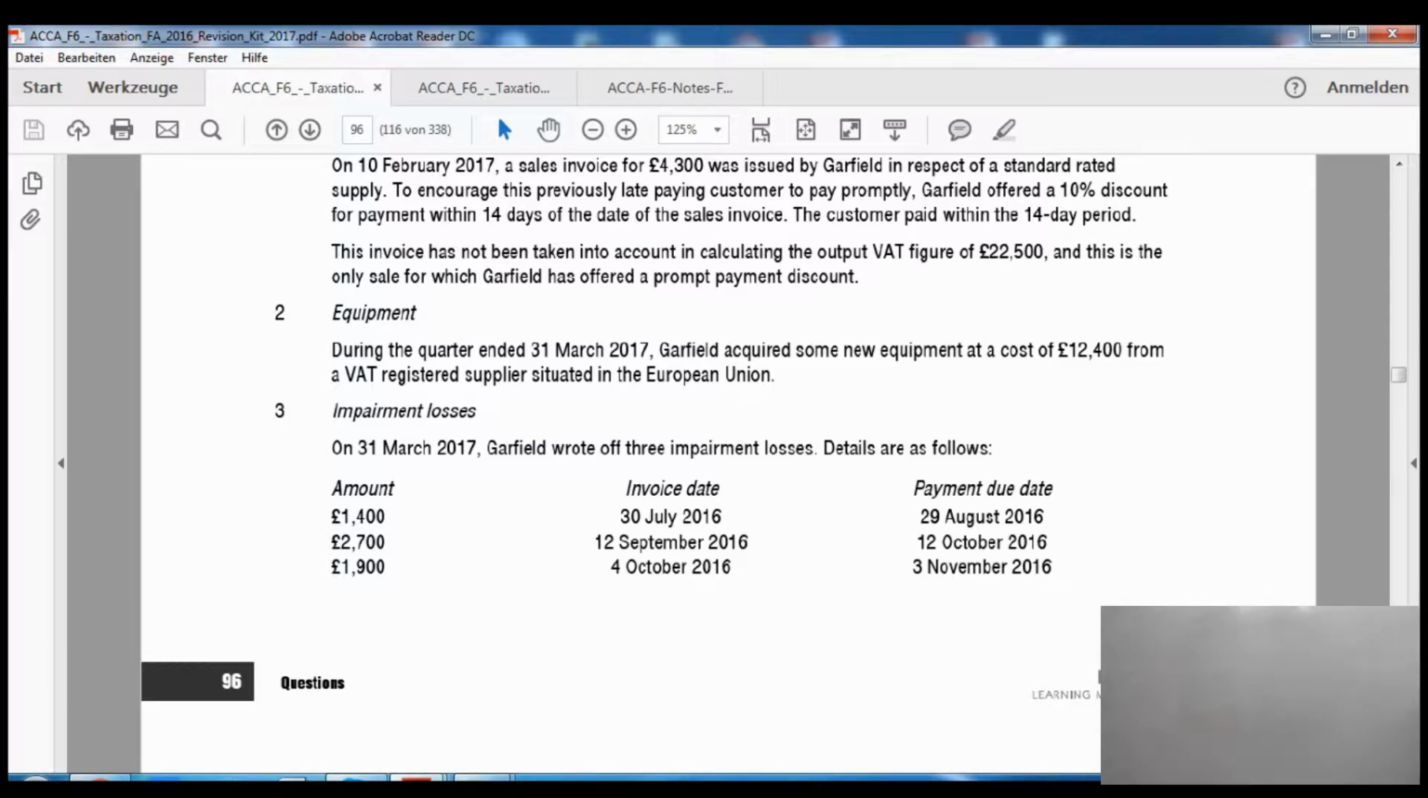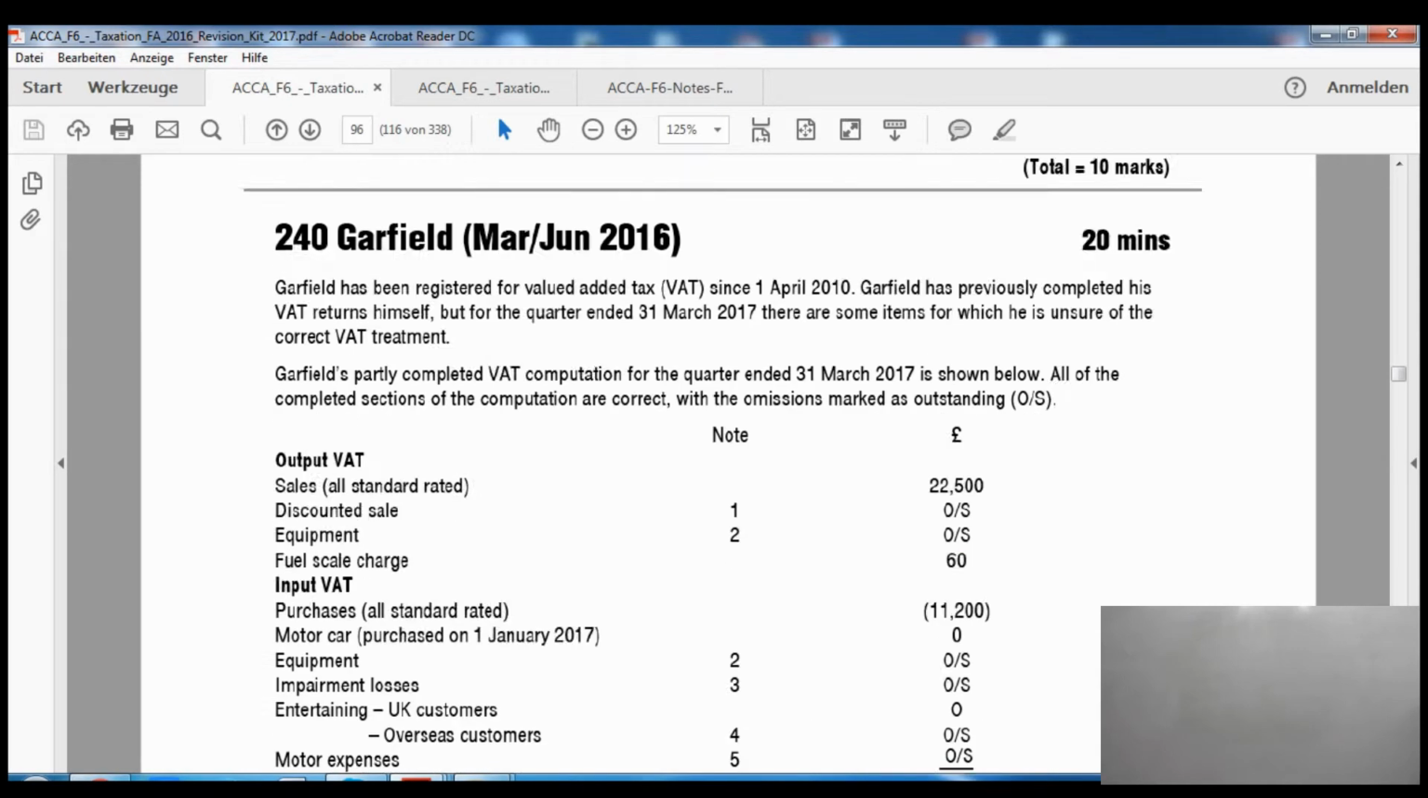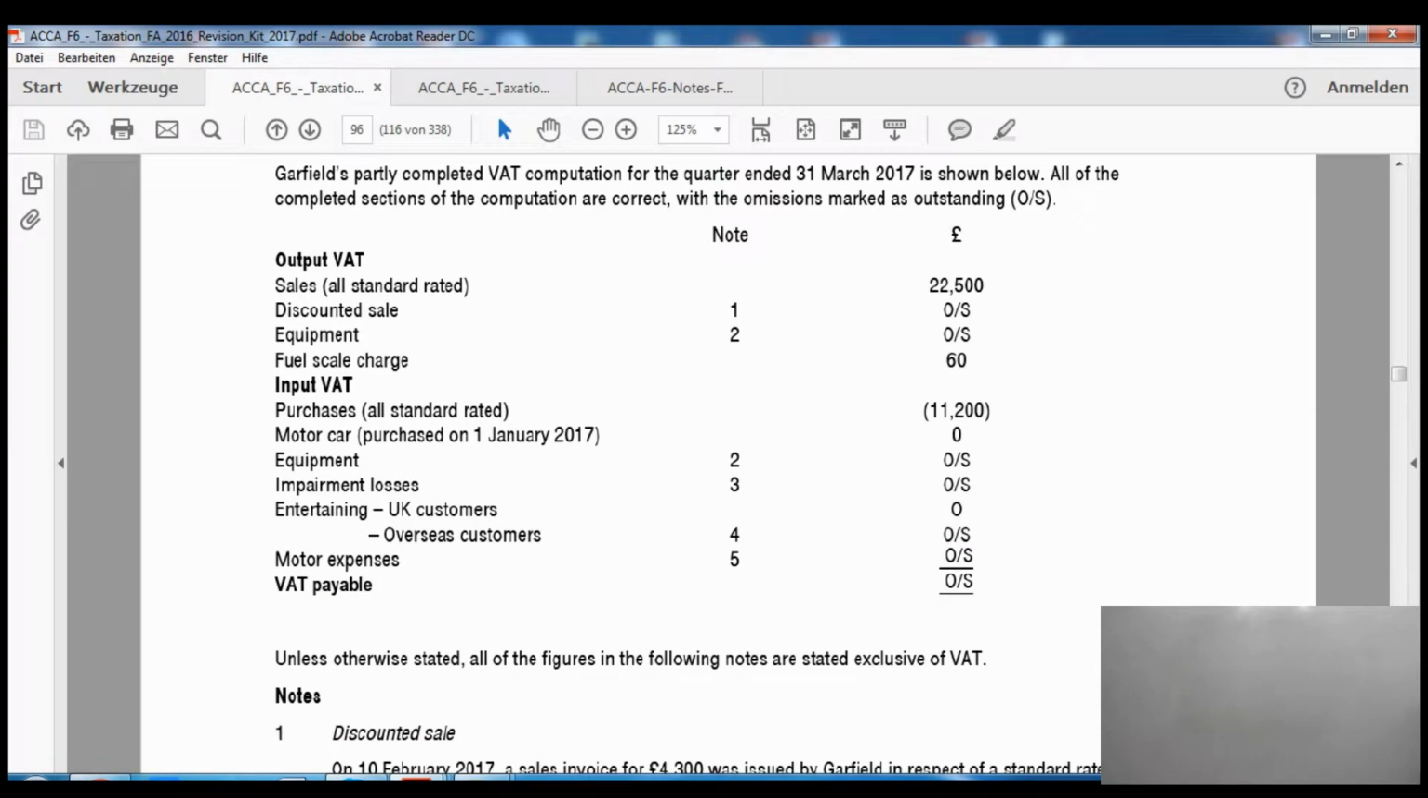Then the next one, it says on 12th of October 2016, so October, November, December, January, February, March. So it's been 5 months, so we can't recover this one. And the November one as well, so it will be 4 months, so we can't recover that one too. So only amount which we can recover is the 1,400 one, because it has been more than 6 months. So it is impairment losses.